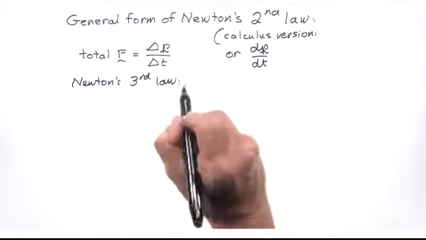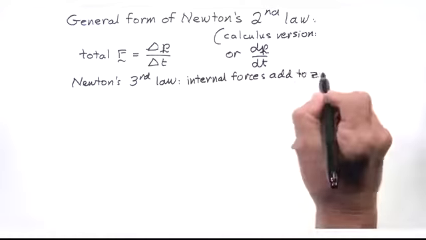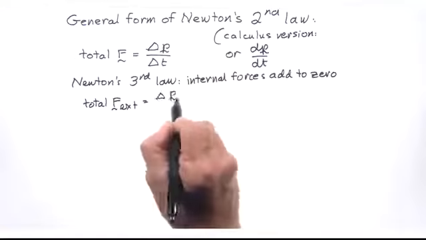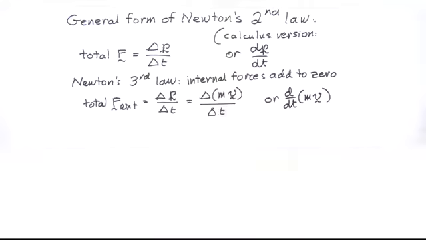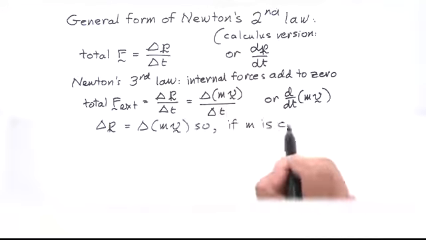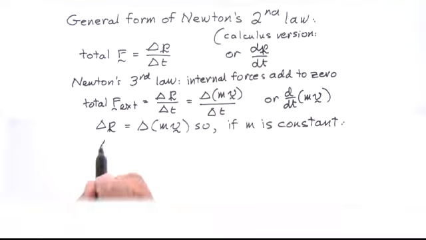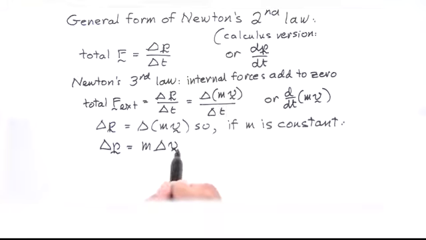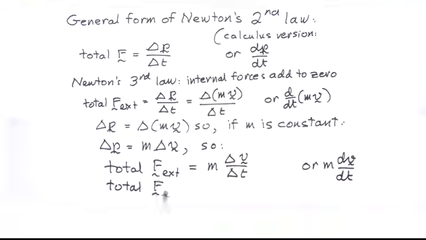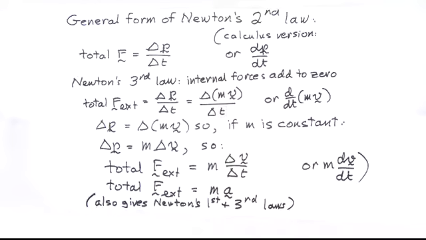Once again, Newton's third law tells us that the internal forces add to zero. So we have total external force equals change in momentum over change in time. Let's now check that this reduces to the form of the second law that we saw previously. Provided that the mass is constant, we have delta P equals m delta V. And we recognise the change in velocity over the change in time as the acceleration. So yes, this includes the version of the second law that we saw before. And, by the way, it also gives Newton's first and third laws. We'll give you a link for that.